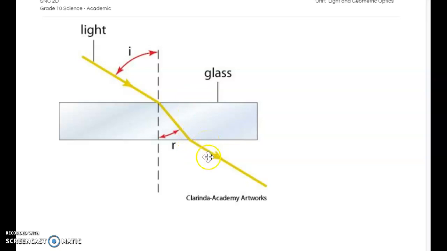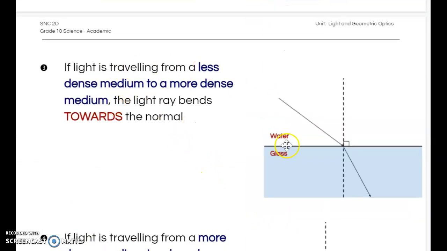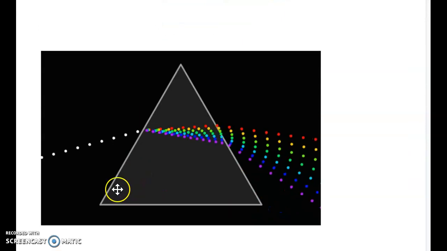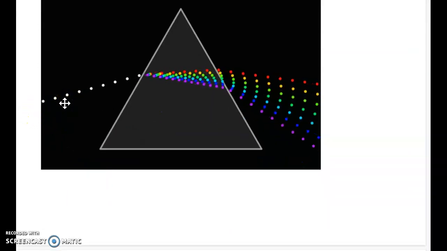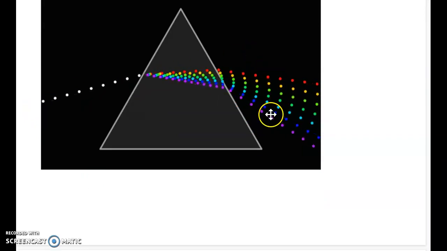The more dense a material, going from less dense to more dense, you're going to bend towards the normal, and from more dense to less dense, you're going to bend away. Okay, and this interaction of light is what allows us to see the different colors in the visible light spectrum.